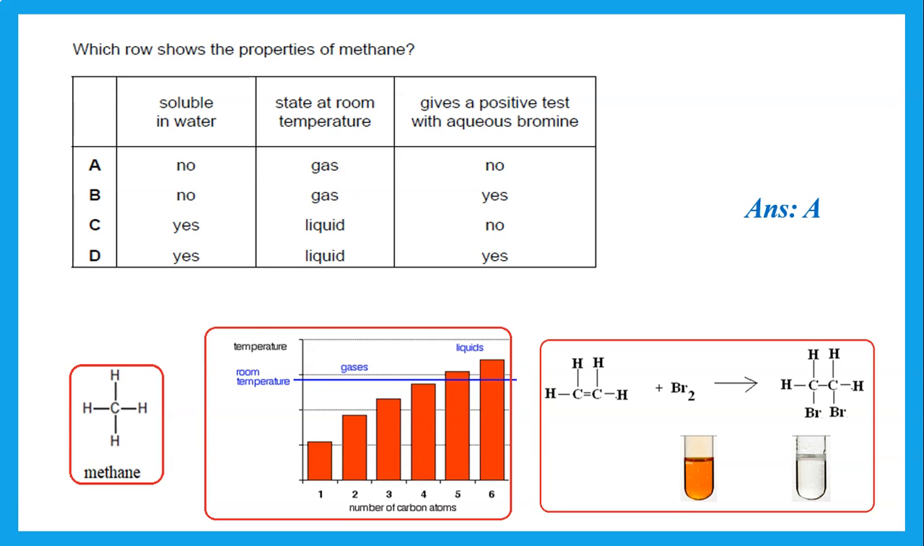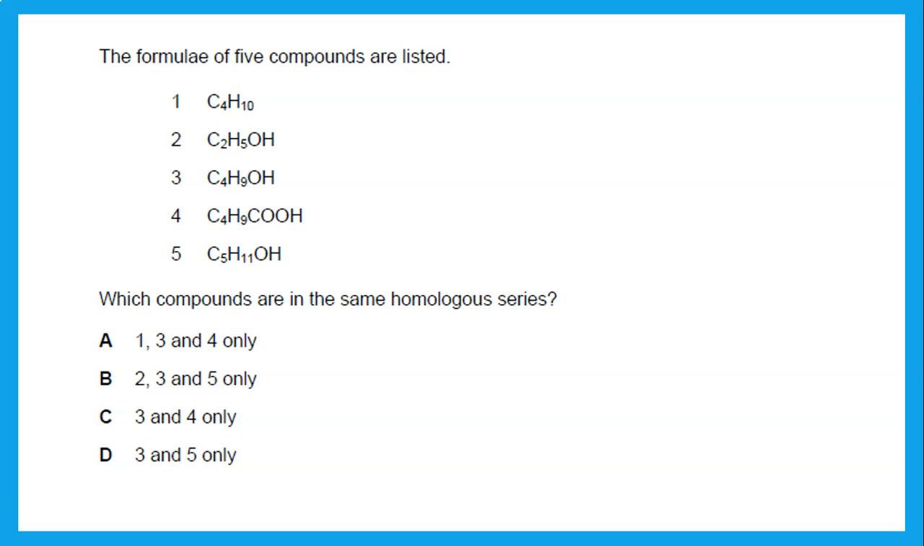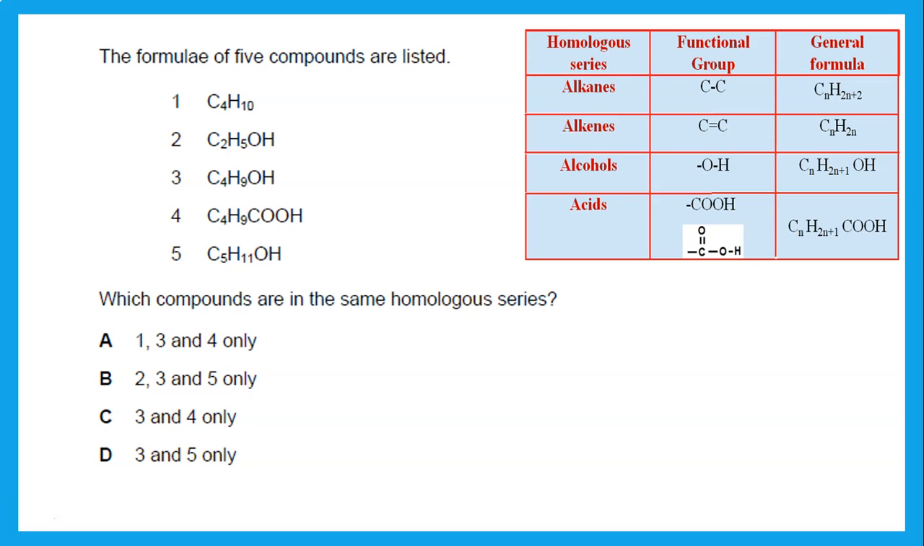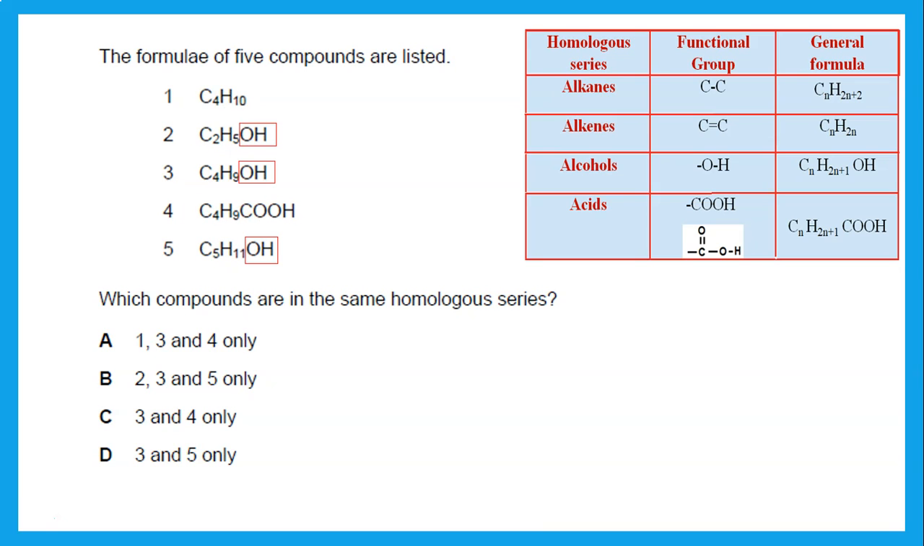Are we following? The formula of 5 compounds are listed. Which compounds are in the same homologous series? Again, we said, if they are in the same homologous series, that means they should have the same functional group. Now, which of these have the same functional group? Remember, alkanes, alkenes, alcohols, acids. You should know the functional group of each one. And you can see that compound 2, 3, and 5 all have an OH, and that means they are all alcohols and they all belong to the same homologous series.